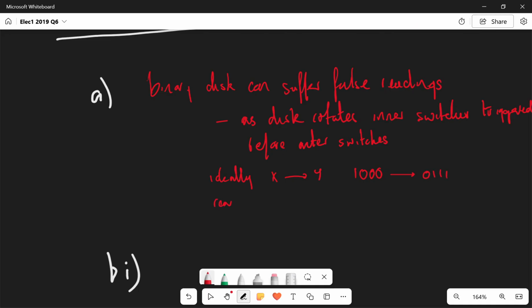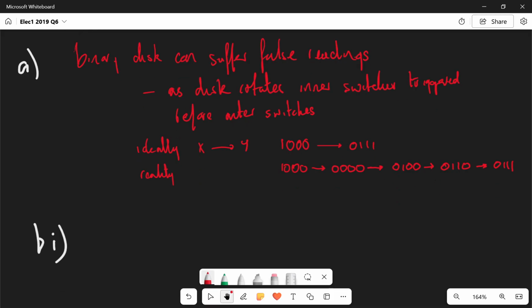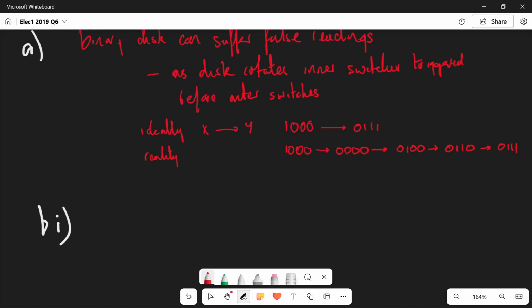But in reality, what you get is 1, 0, 0, 0 going to 0, 0, 0, 0 because the inner ring will switch first, and then you get 0, 1, 0, 0, and then you get 0, 1, 1, 0, and then you get 0, 1, 1, 1. And so you can see you get a whole host of false readings, and in this example, these 3 in the middle are the false readings that we'd be worried about.